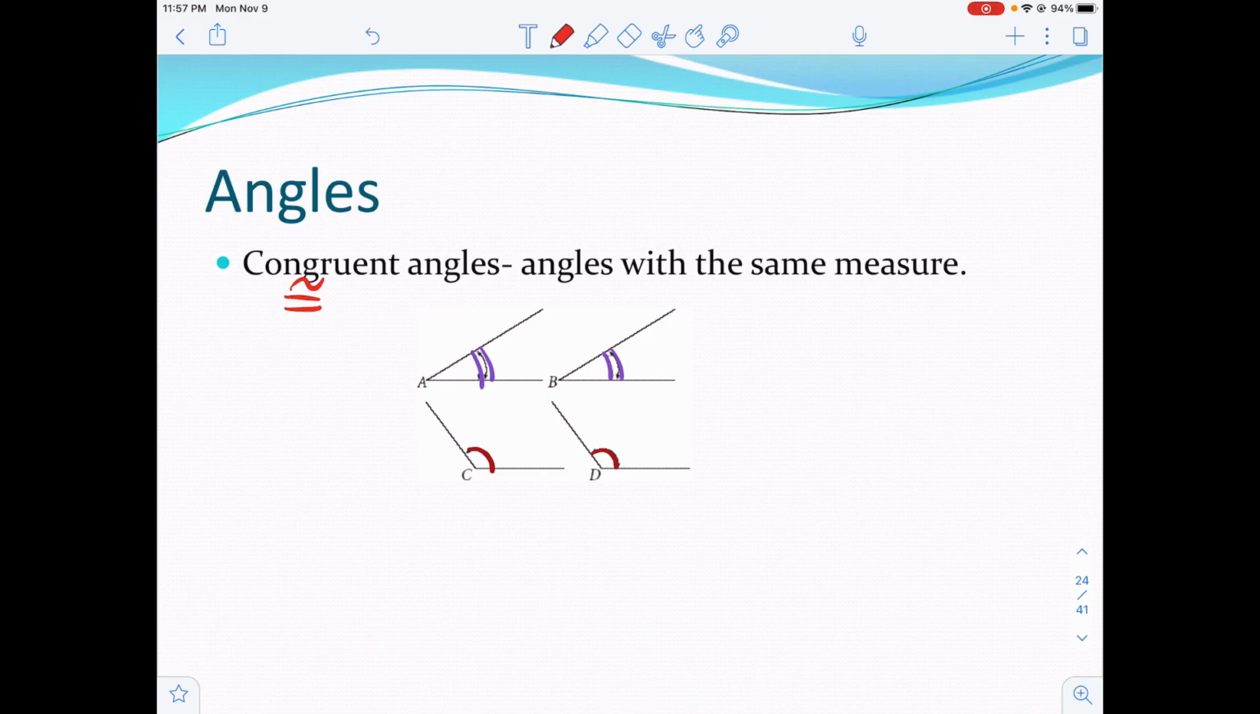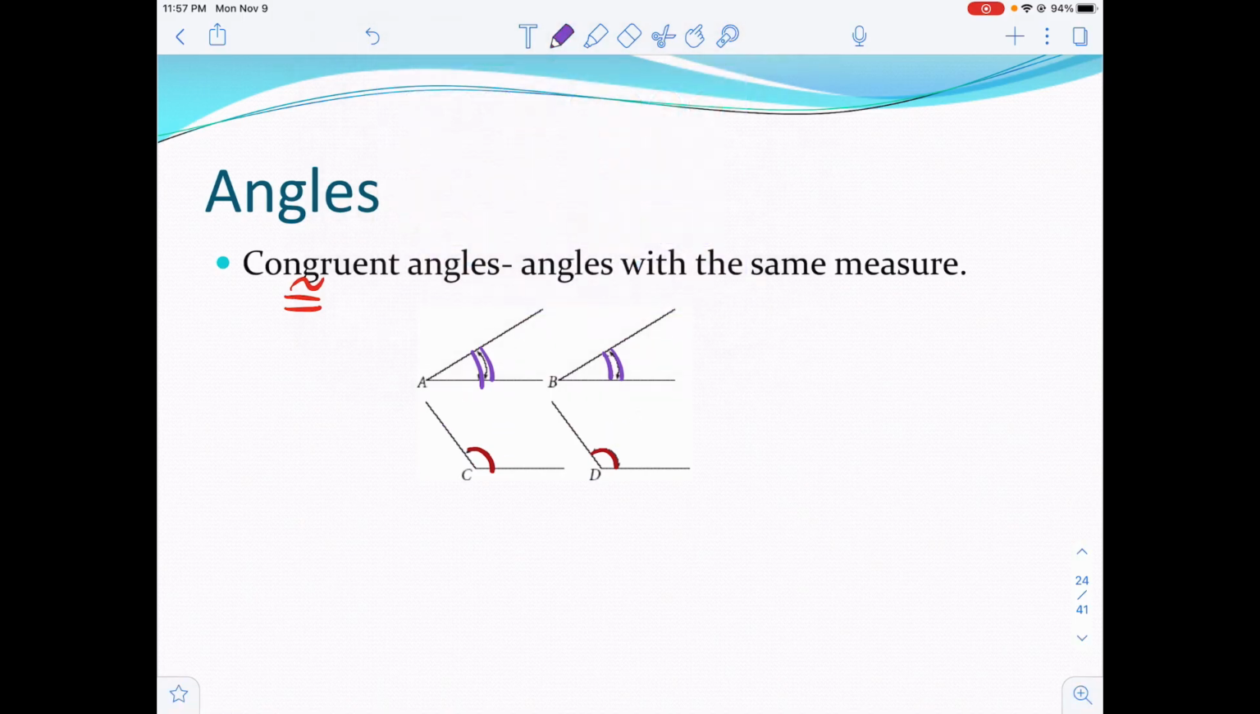You'll notice for congruent angles, they have the same measure and they will have the same amount of tick marks. So just like this one here has 2 and this one here has 2, they have to have the same number of tick marks in order for them to be congruent. Just like this one has 1 and that one also has 1, right?